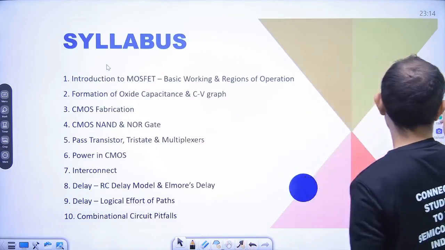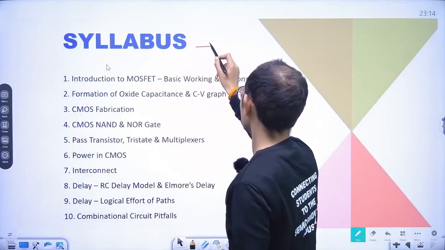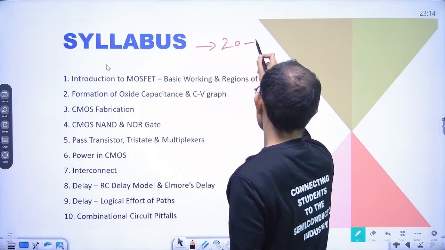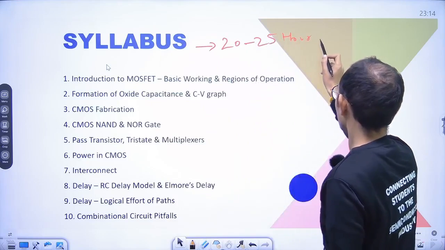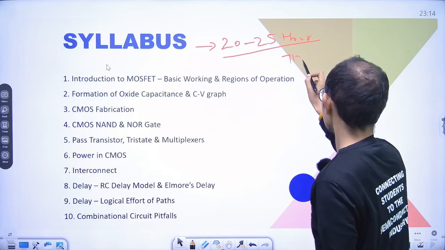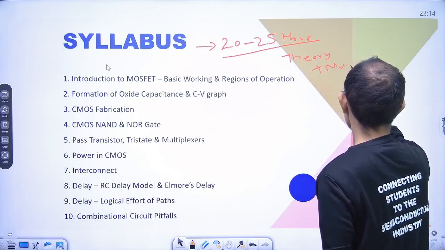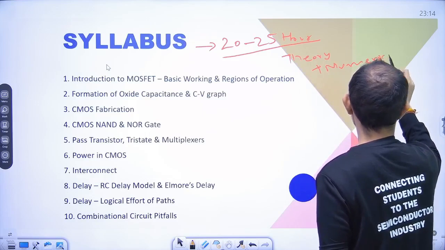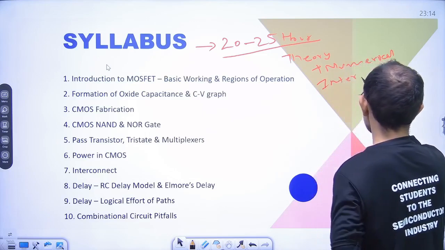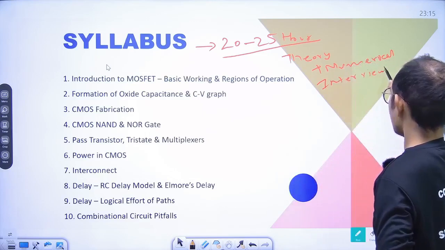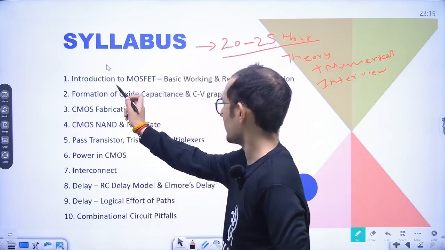These are the syllabus. It is around 20 to 25 hours of the course, with theoretical concepts plus some numericals. Numericals will also be there, and some interview questions will be there, interview preparation questions related to CMOS. So what are the topics we will cover in this?